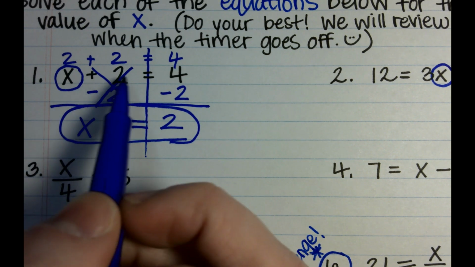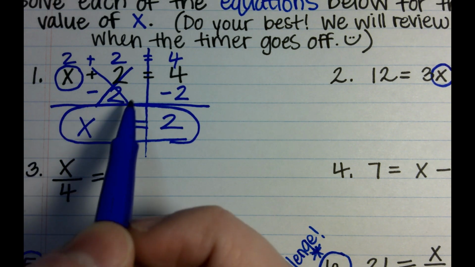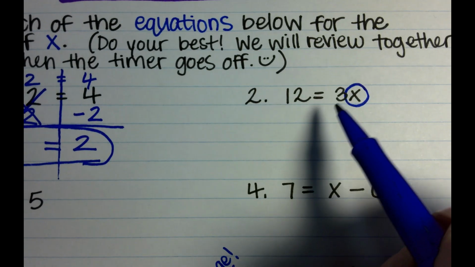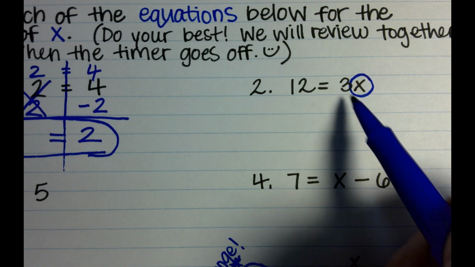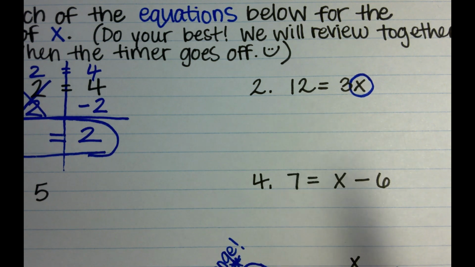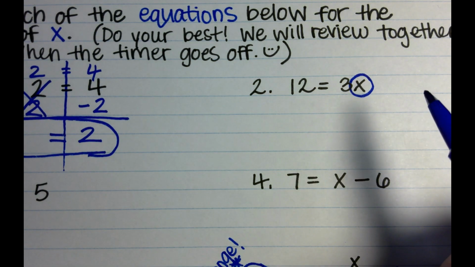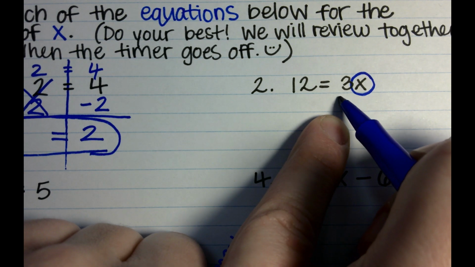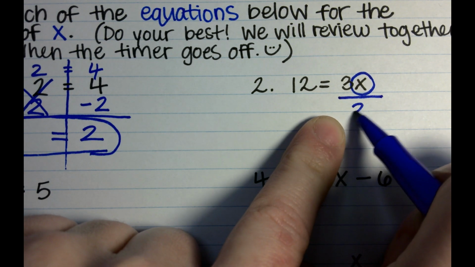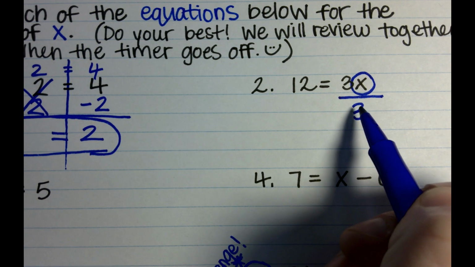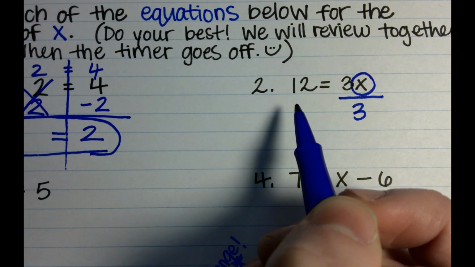So right here we had plus 2, so we did minus 2, because minus is the opposite of plus. So if we have 3 times x, the opposite of multiplication would be what? Division. Good. So here's how we would write that. We want to divide by 3 on this side. And whatever we do to one side, we have to do to the other.